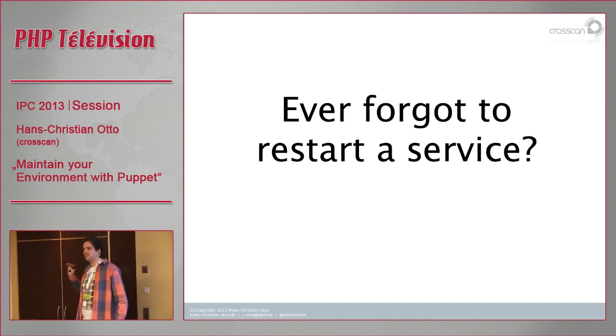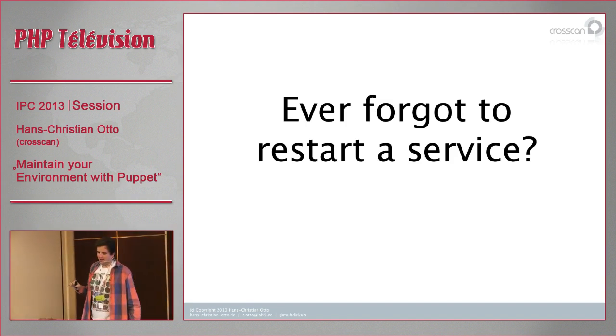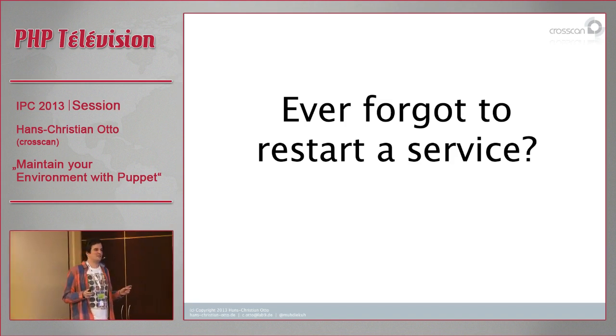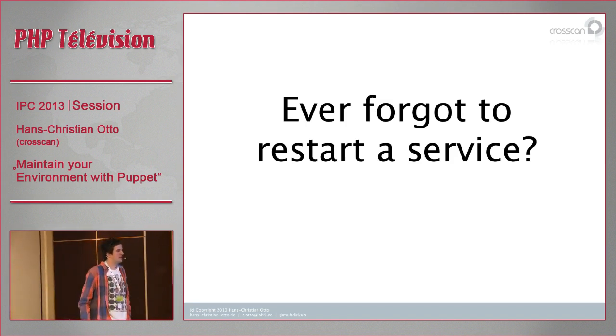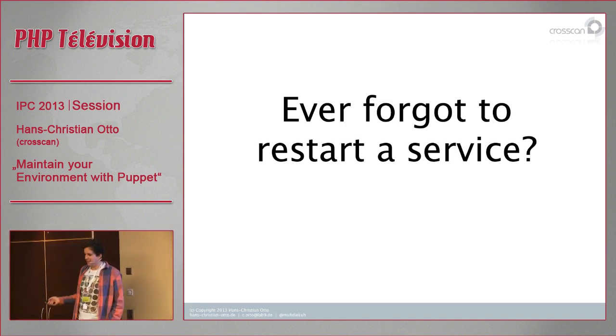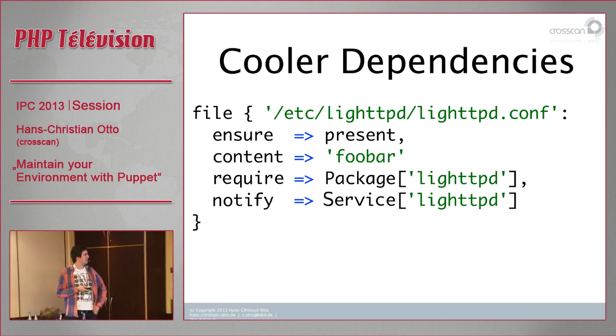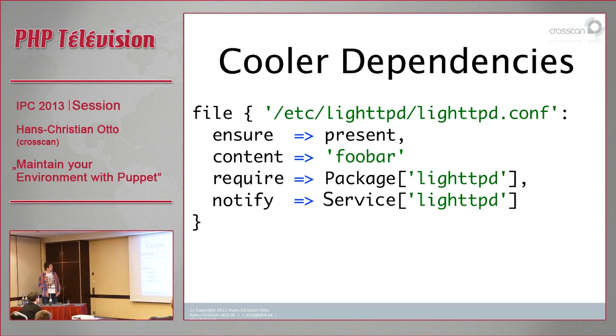And actually, when I started looking into Puppet and Chef, when I realized this feature that I'm going to show you in a minute, that was the moment where I was like, oh, I want to have it. Because Puppet helps us to not forget that. Let's imagine we have this package lighttpd again, and we have a service lighttpd, which requires the package. And we also have a config file. Then we can add: ensure present, content foobar, require package, notify service lighttpd.